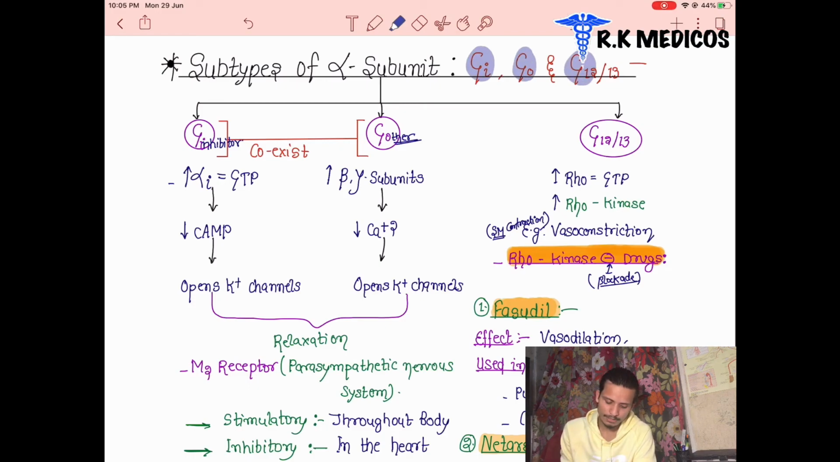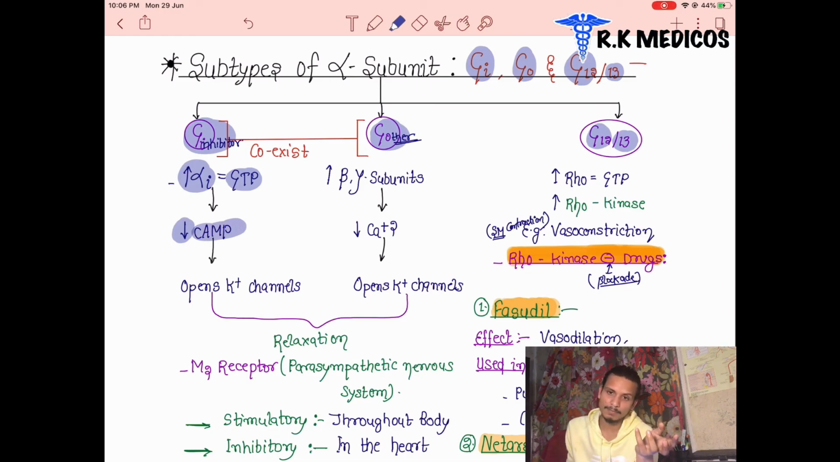Leave it for now. In subtypes of alpha subunits, there are basically three types of subtypes: GI, GO, and G12 and 13. The GI is inhibitor and GO is another different type, and G12 and G13 we can see. In the GI or inhibitor, the alpha segment will be inhibited, and they are increasing the GTP. As we can see, inhibitor means they are decreasing the cyclic AMP. What are they activating? They are stimulating the cyclic AMP basically in the stimulatory phase.